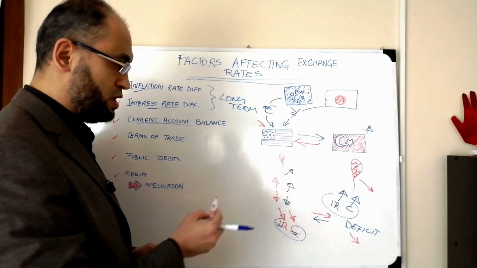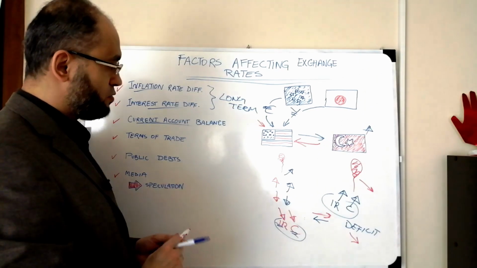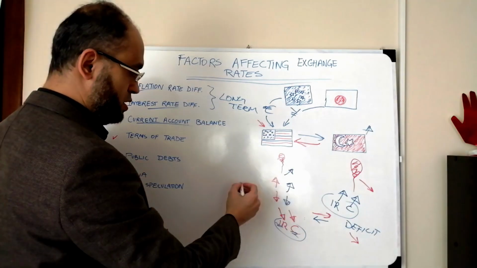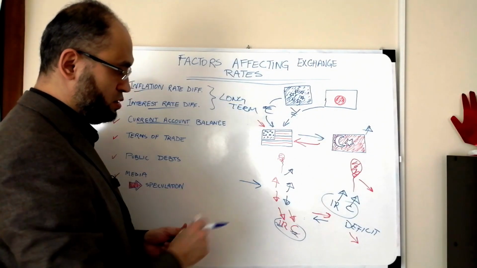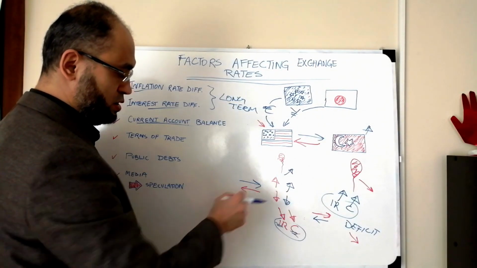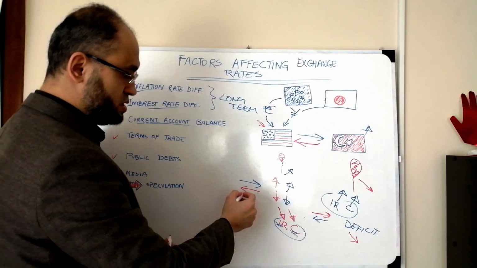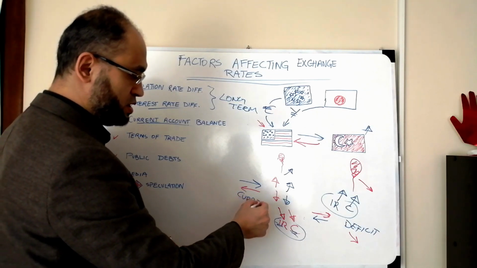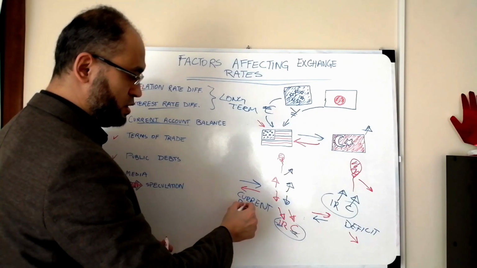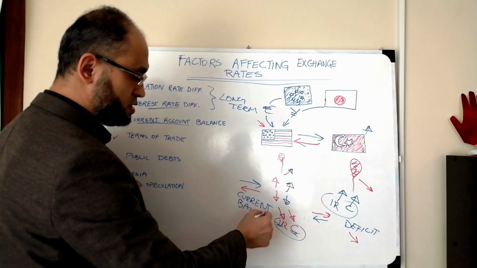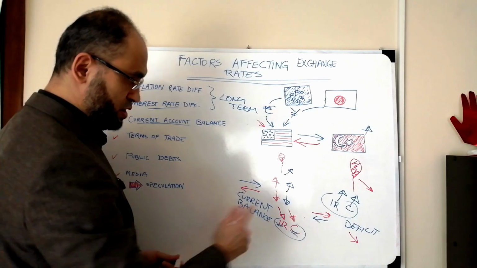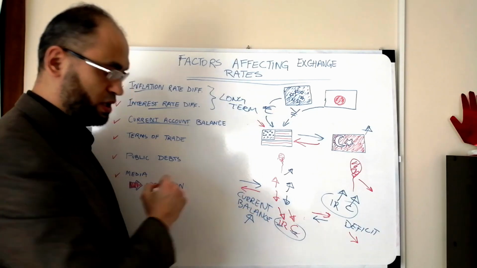But the other country, since it's actually exporting more than it's importing, now its current balance is in its favor. There is no deficit. Current balance is in its favor. And because of that, its currency will appreciate.